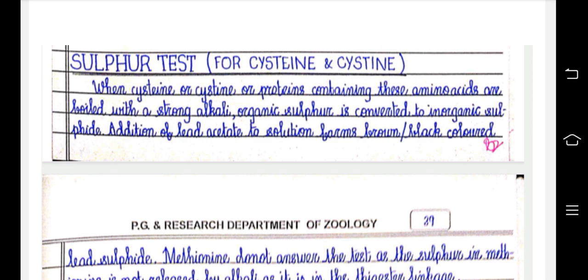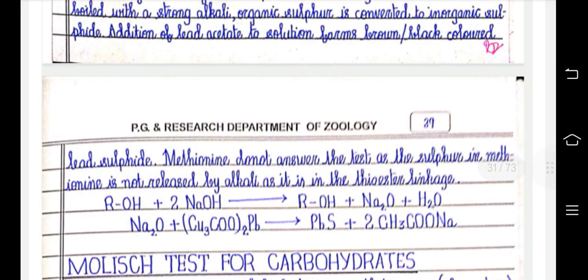Sulfur test for cysteine and cystine. When cysteine or cystine, or proteins containing these amino acids, are boiled with strong alkali, organic sulfur is converted to inorganic sulfide. Addition of lead acetate to the solution forms brown or black colored lead sulfide. Methionine does not answer the test as the sulfur in methionine is not released by alkali, as it is in the thioether linkage.